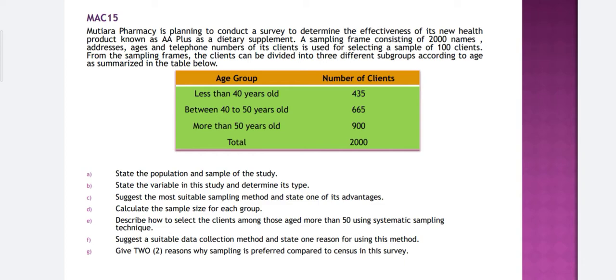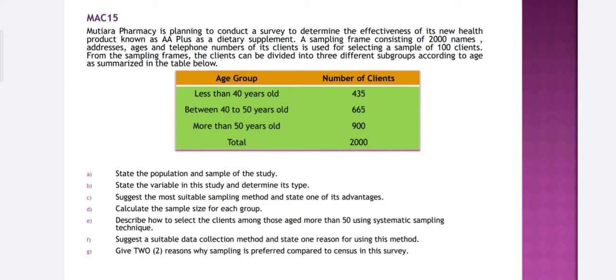Determine its type. Apa dia types of effectiveness? Macam mana kita measure effectiveness? Kita beritahu sama ada ia effective or not. Yes or no kan. So kalau yes or no, it will be the nominal category. It will be the nominal. So ianya adalah qualitative variable.